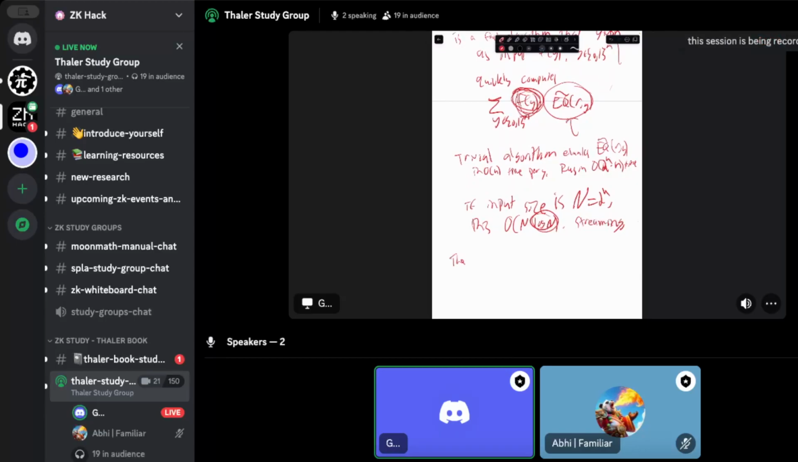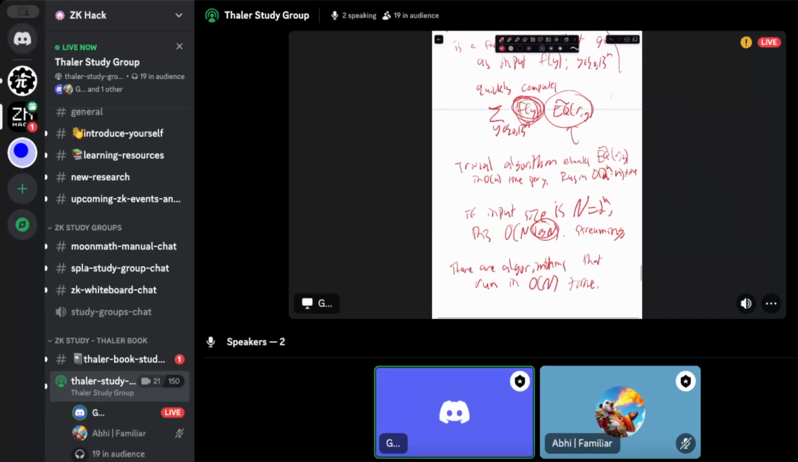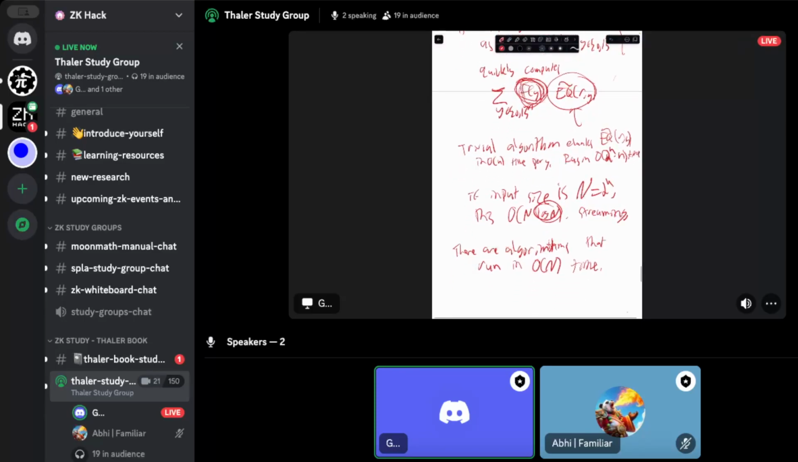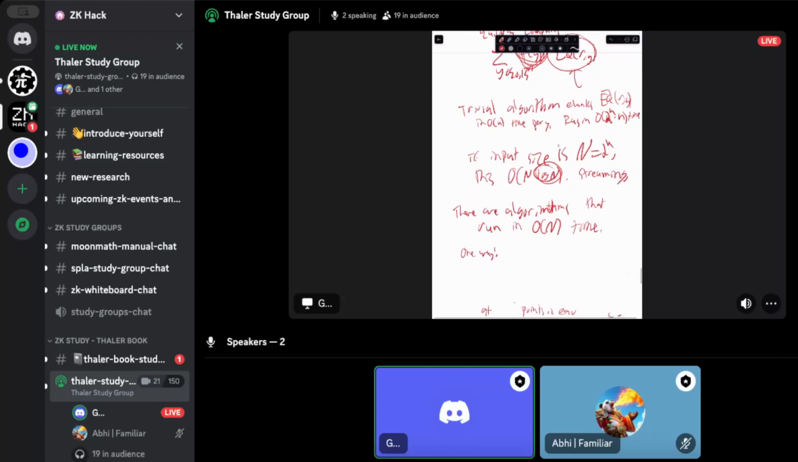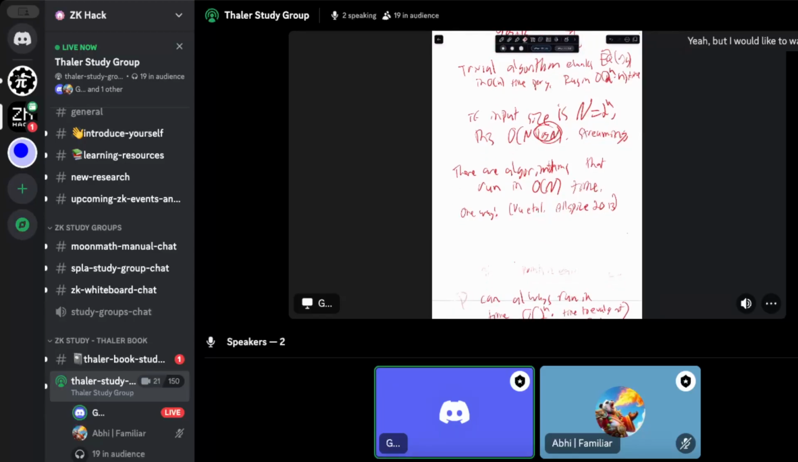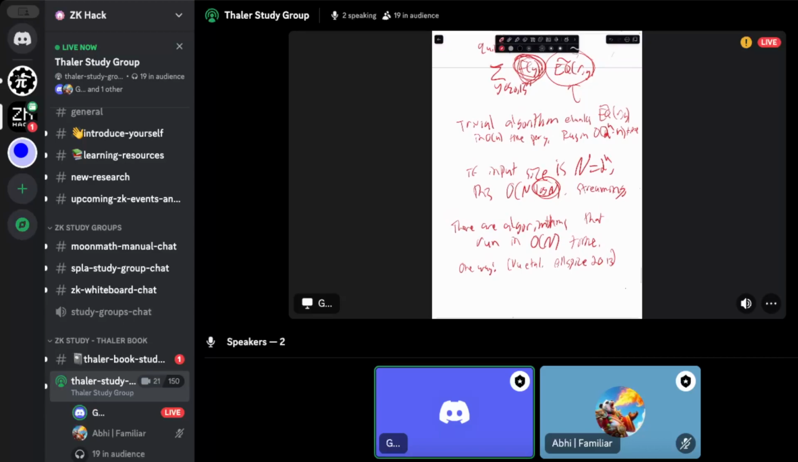And then there are algorithms that actually do run in linear time, linear in the size of the input, which is capital N, 2^n. So they run in order N time. The most popular one is due to a paper of Vu and others called Allspice, from around 2013. It's a very simple observation: you don't have to evaluate all the eq twiddle polynomials independently.